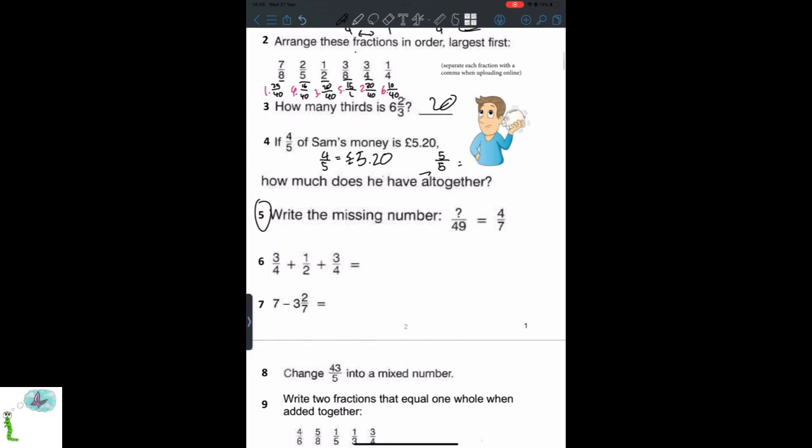Question 5. Write the missing number. We have to figure out what the top number is going to be. And all you have to do, if there's an equal sign, it means whatever's being done to the bottom is going to happen to the top as well. So to get from 7 to 49, we're timesing by 7. So we're going to do the exact same to the top, which will be times by 7. So the answer is going to be 4 times 7, which is 28.